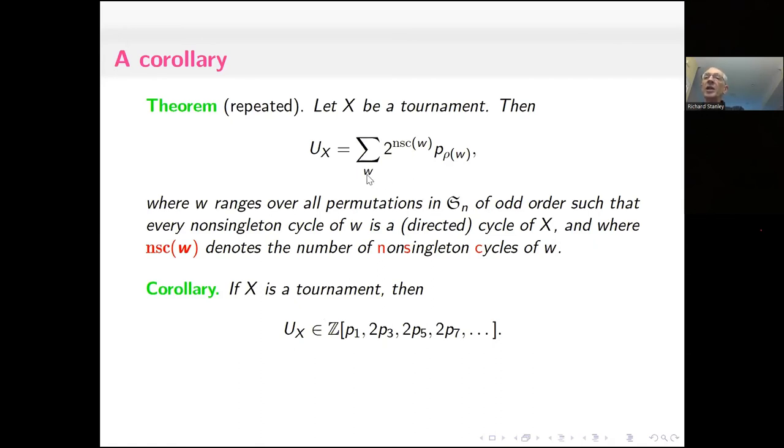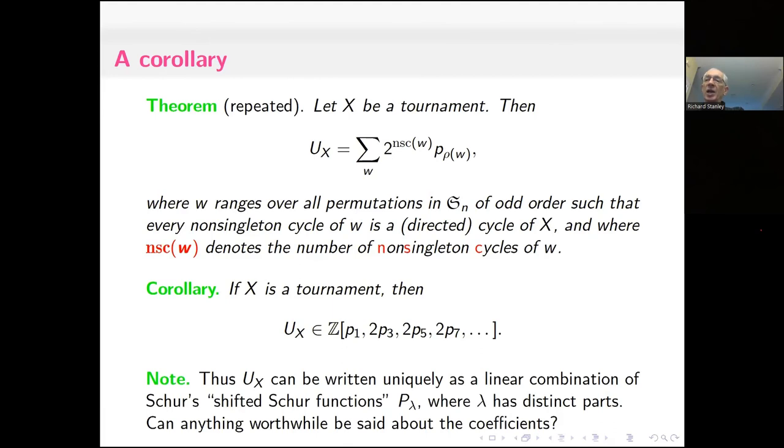the permutation is the identity here. It's the only way we're going to get a P1 to the n term. All cycles of length 1. Every other term is going to contain some PI where I is greater than 1. So the number of these non-singleton cycles has to be at least 1. So we're going to get a factor of 2 for every one of these non-singleton cycles. So we're going to get a polynomial in P1, 2P3, 2P5, 2P7, et cetera.